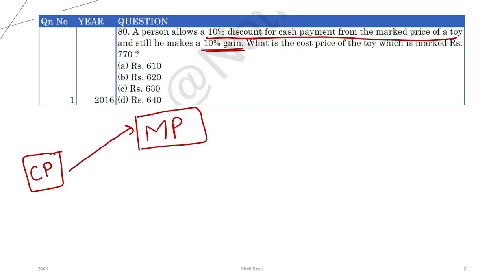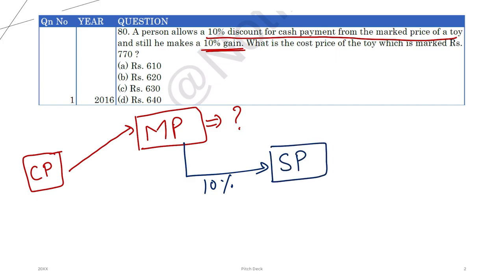And then he marked it up, and some mark price was there, right? Then he allows 10% discount on this price, and he was selling it for this much money. He marked it up, then he allows 10% discount on this money, and that is the selling price. And in this whole transaction, he is making a gain of 10%. This is a 10% discount and 10% gain.